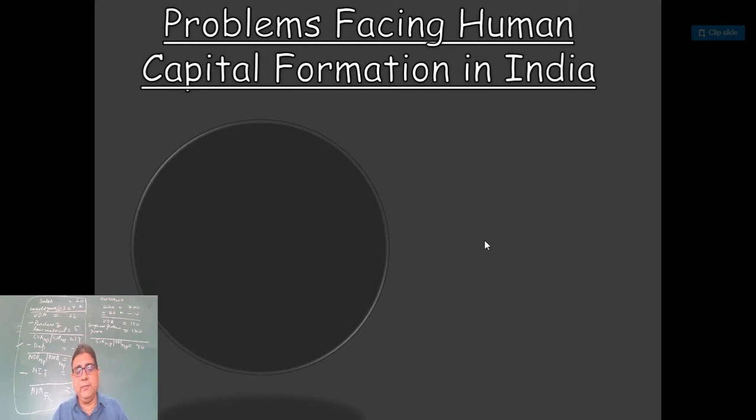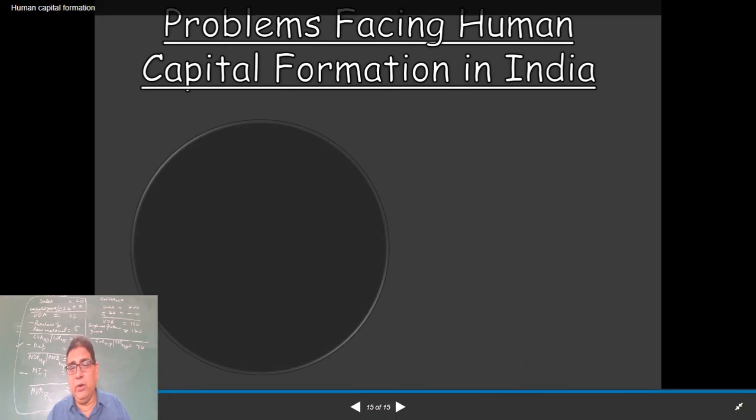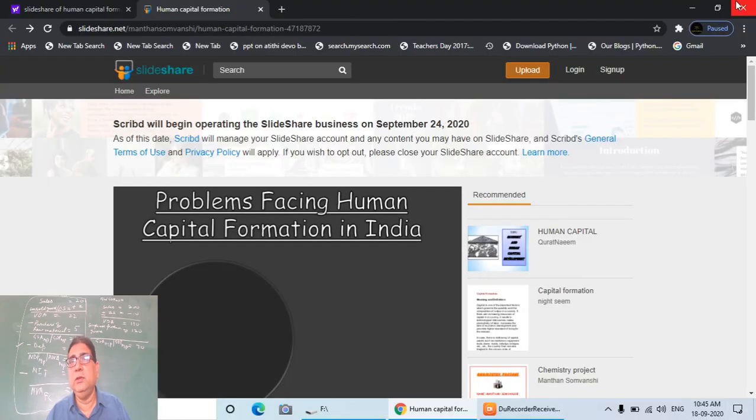So my dear students, these are the problems which arise in human capital formation in India. We have to think about these problems, and we should think along the lines of gender equality. We should think along the lines of no differentiation, no casteism. We should try to overcome poverty in order to remove the problems of human capital formation in India. Okay, my dear students, thank you. God bless you.